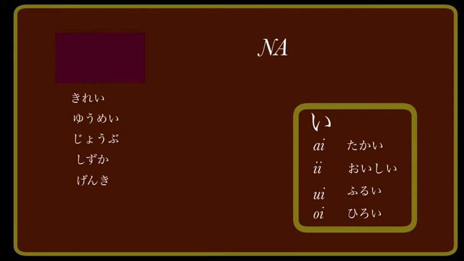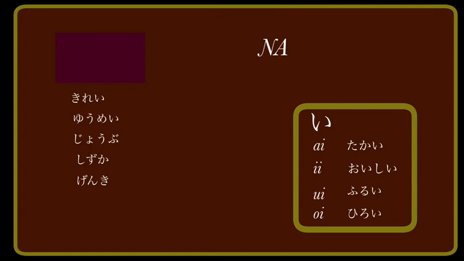With our other adjectives that are na adjectives, and remember that they must be the adjectives that don't end in ai, ii, ui, or oi. And here's some, for example: kirei, yumei, joubu, shizuka. None of them end in ai, ii, ui, or oi. So they must be na adjectives. Kirei, clean or beautiful. Yumei, famous. Joubu, hard-wearing or sturdy. Shizuka, quiet. Genki, healthy or active if we're talking about children. All of these are na adjectives.